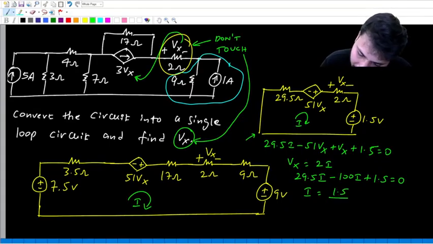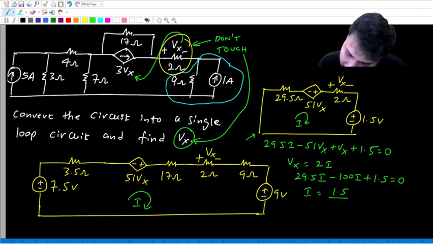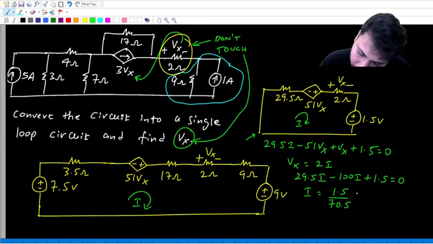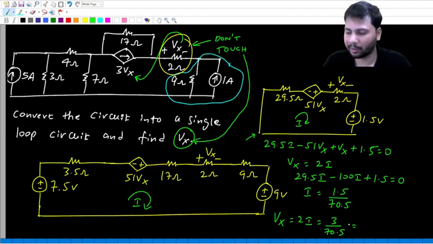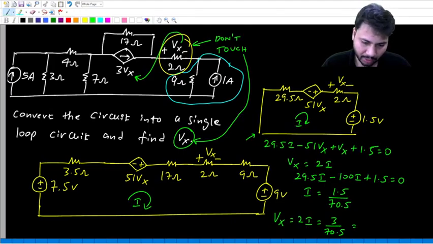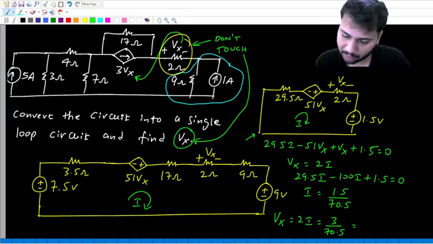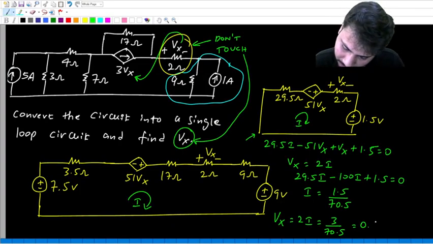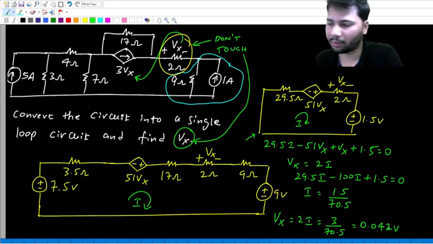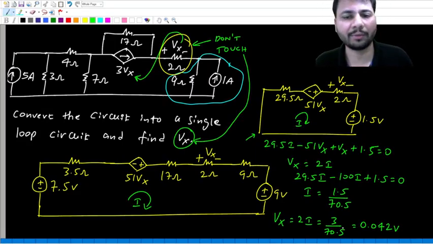So from here we can find the value of I. I think the value of I would be 1.5 upon 100 minus 29.5, which is 70.5. So this is the value of I. But the question is to find the value of Vx, which is 2I, which is 3 by 70.5. That is the value of Vx. 3 divided by 70.5. Is it correct? 0.042 volts. This is the value of Vx.